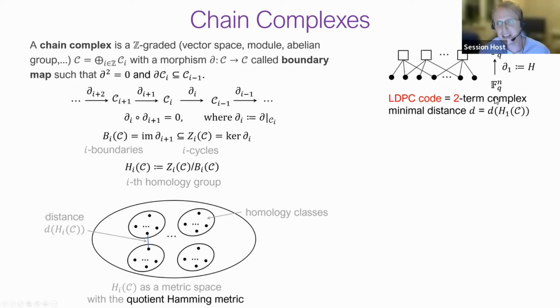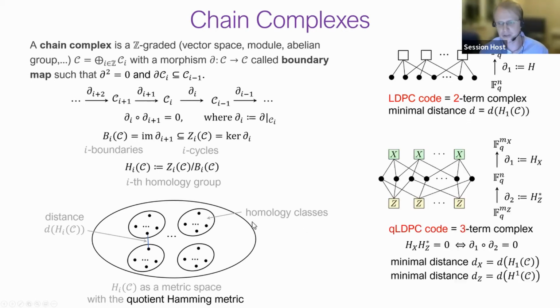Because in this case, we do not have a term here. So it means that here we have a zero term, and by definition we assume that the space of boundaries is zero. Then in this case, this two-term chain complex, its minimum distance corresponds to this standard homological distance.